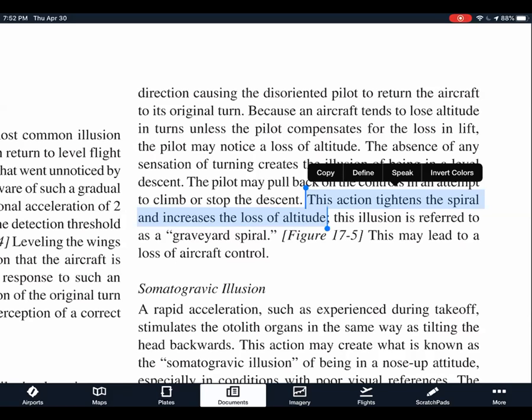If you've ever heard of the crash of JFK Jr., they at least think that this was likely the illusion that led to the crash itself.